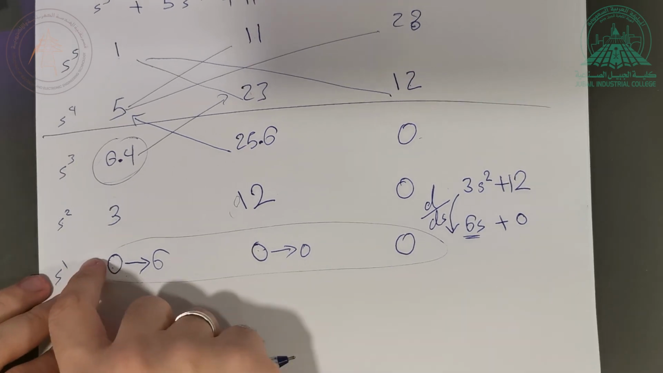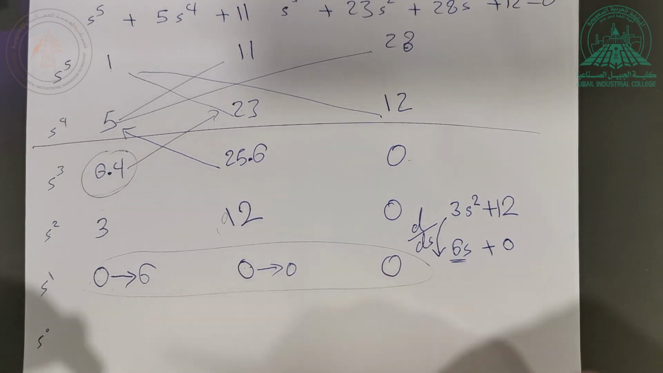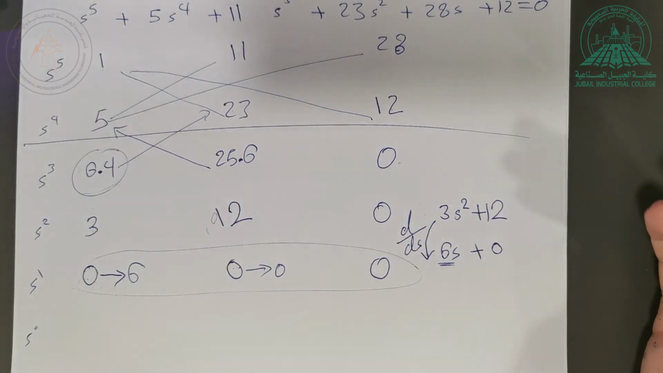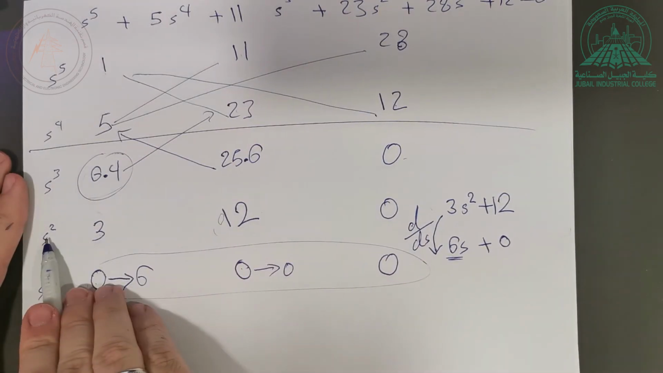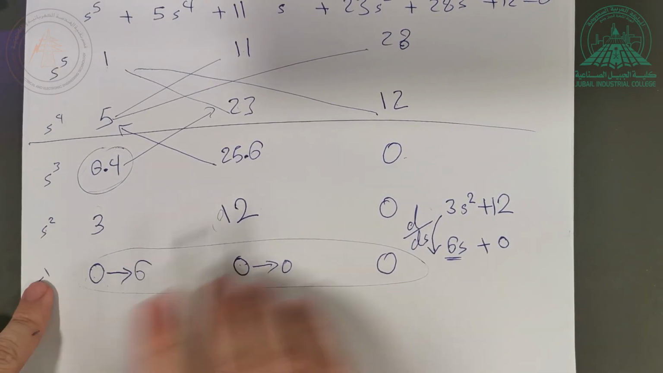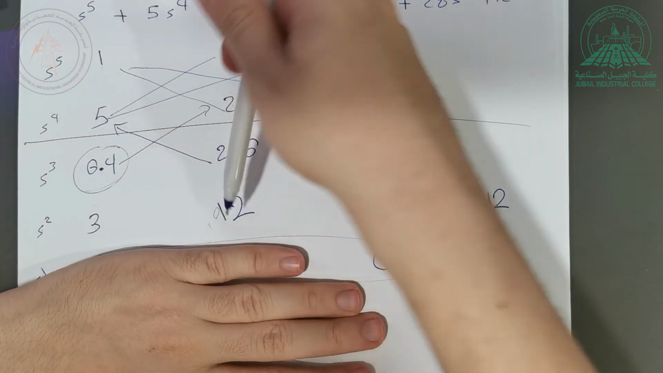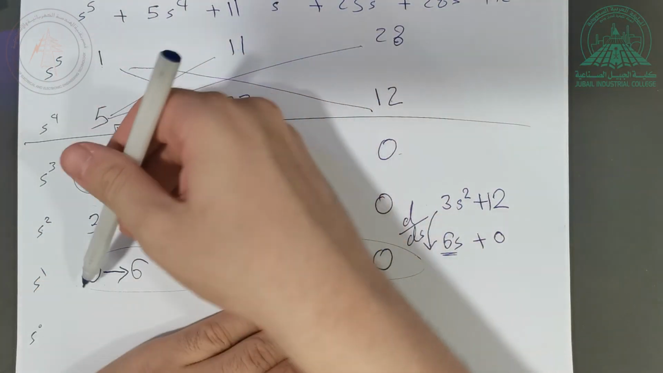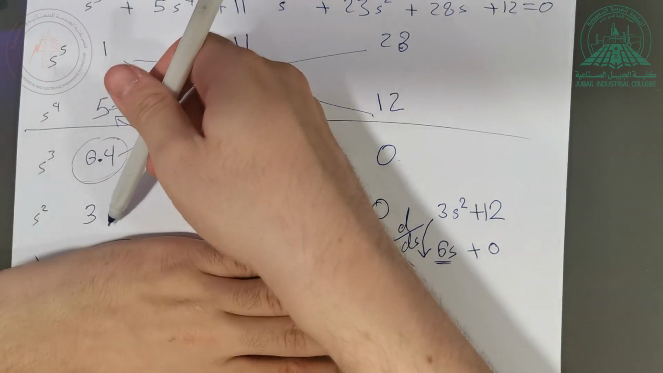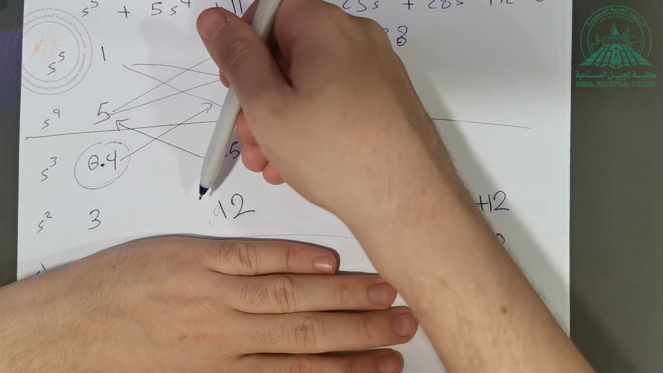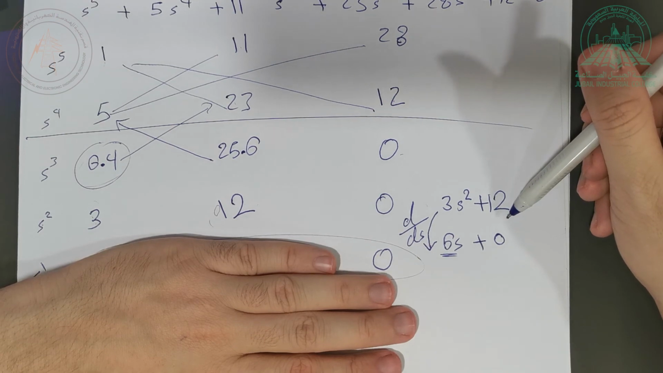Again, if I have a row where all the elements are 0, what do I do? I go to the row above and find the auxiliary equation. How? 3s square plus 12. I'm not going to say 12s, because remember the power of s is here. So this is 3s square plus 12, a constant.